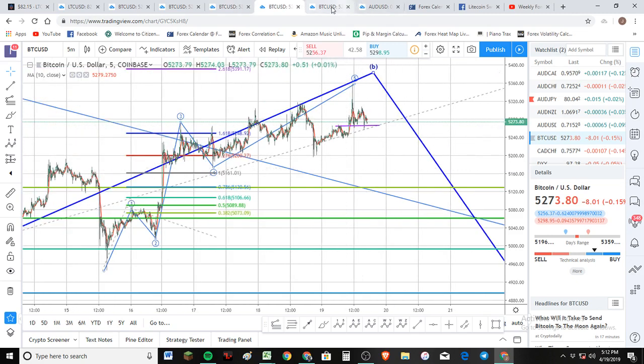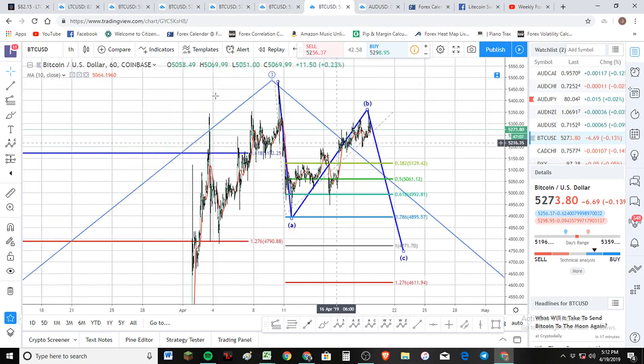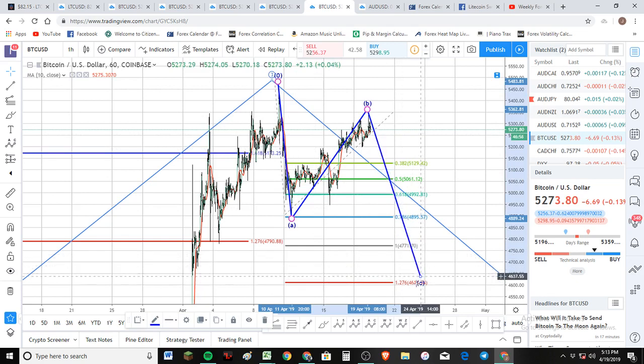So where are we headed? Where are we projecting? Well, if we finished in 3, we're expecting an ABC. We put our fibs on, extensions from the A to the B here. That puts us at the 1276 right down here. So anywhere from 71 to 4611, that is my projection.